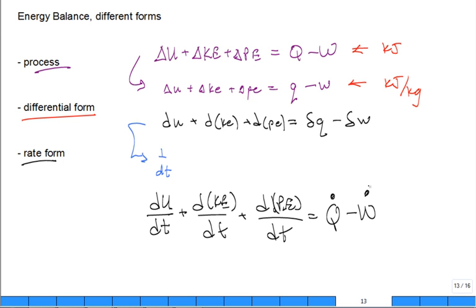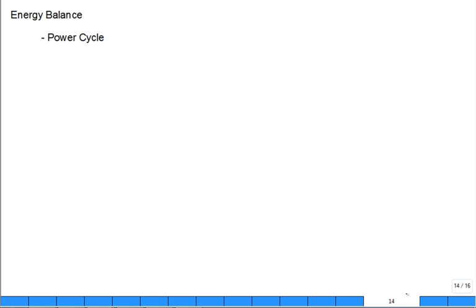Now, it's good to know these equations, but you really have to apply them and solve a lot of problems. Next time we'll talk about a cycle.